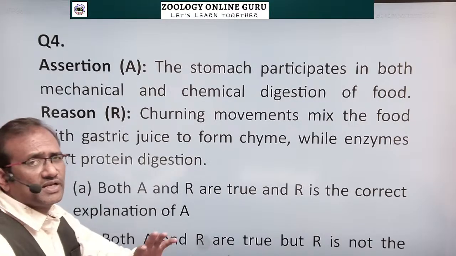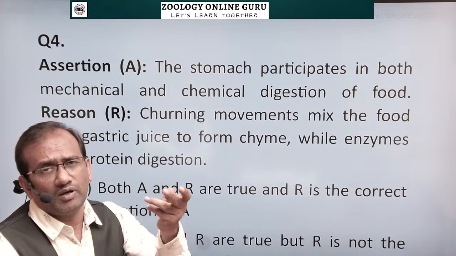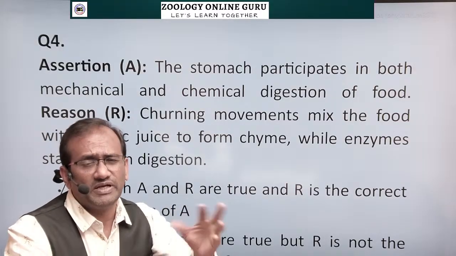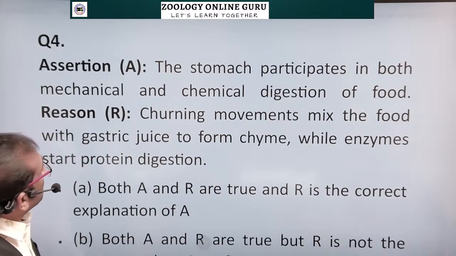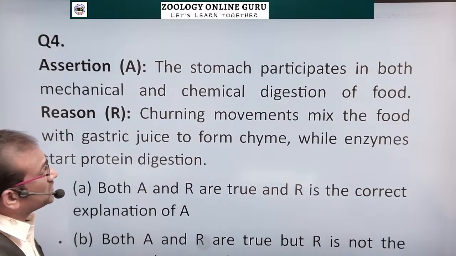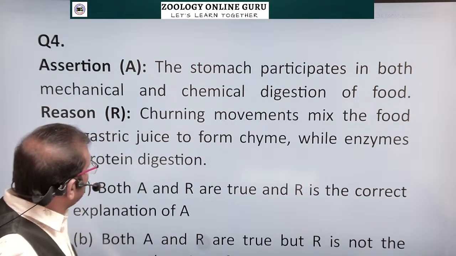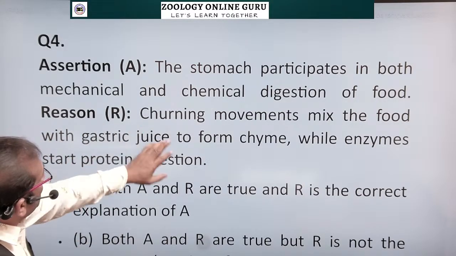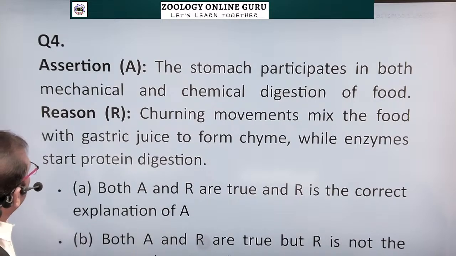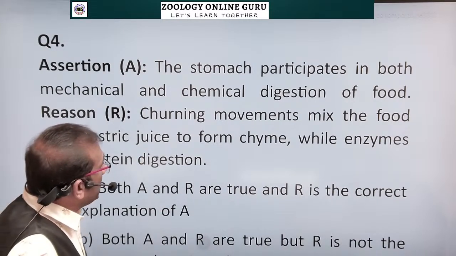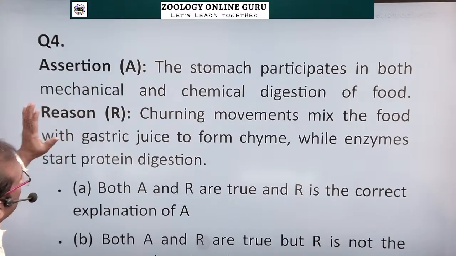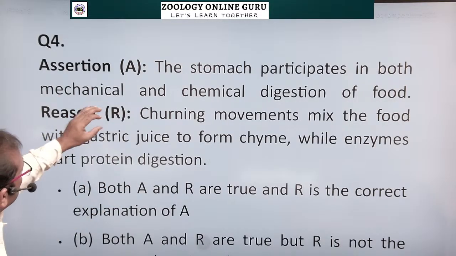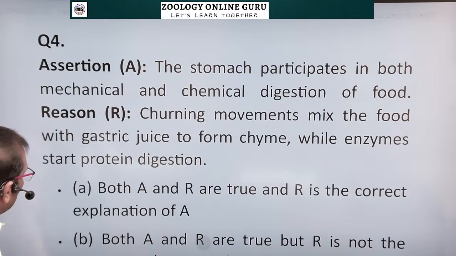Yes, mechanically there is a churning process, movements. So the mechanical movement mixes the food material here and there. So mechanical digestion, and chemical digestion by the pepsinogen and renin. Because churning movement mixes the food material and gastric juice to form the chyme, where enzymes start protein digestion. Yes, both are correct. A is correct and R is the correct explanation of A. So option A is the correct one.